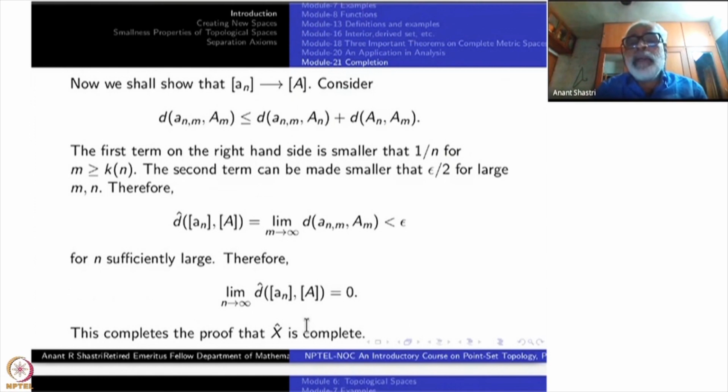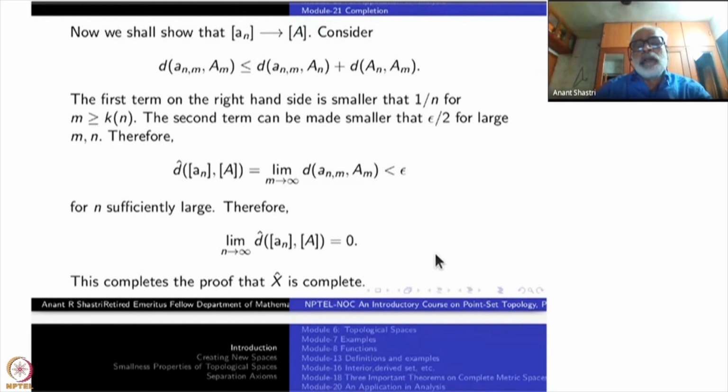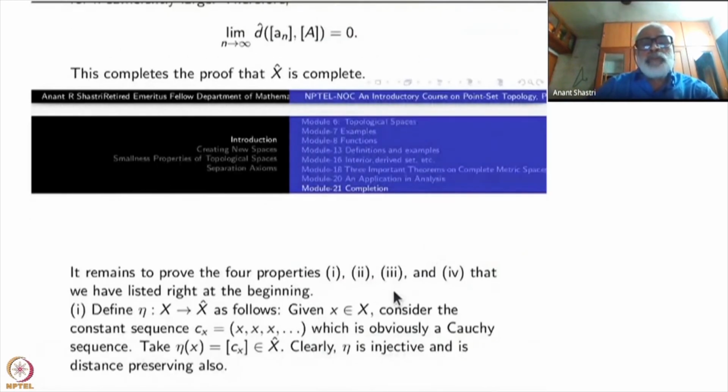When does a sequence xn converge to x in a metric space? The distance between xn and the limit x is 0. So what we have done is complete the construction and property 0, that X hat is a complete metric space. Now we have to verify 1, 2, 3, 4. They are all easy. The hard work is already done. So it remains to prove the 4 properties, 1, 2, 3, 4.